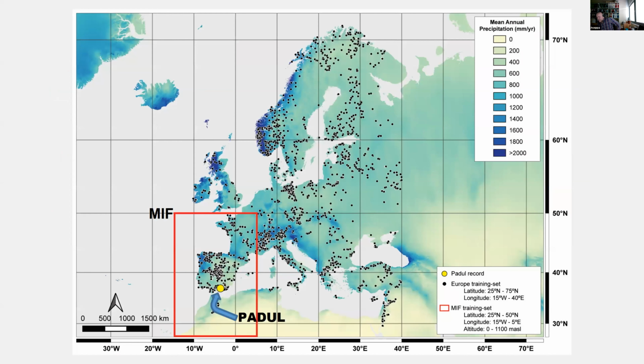And here then is the European pollen database we used for the reconstructions, indicating the sites. This is what we call the whole Europe, west of 40 degrees east. But we also made two subsets indicated here: Morocco, Iberia, France, and even one subset of that. And the Padul location is indicated.